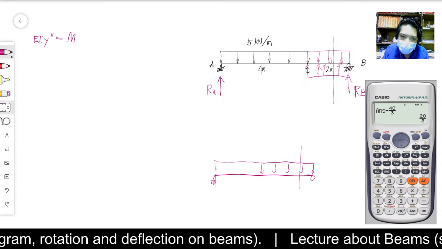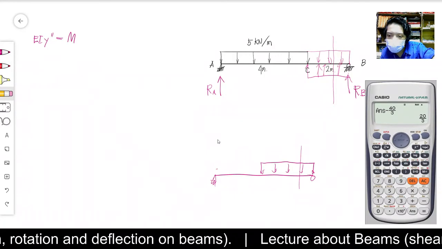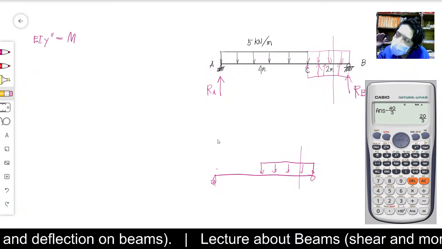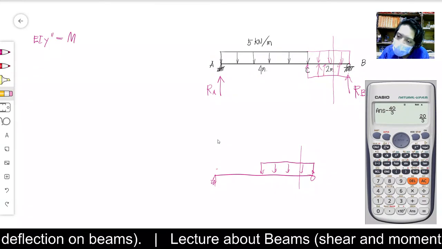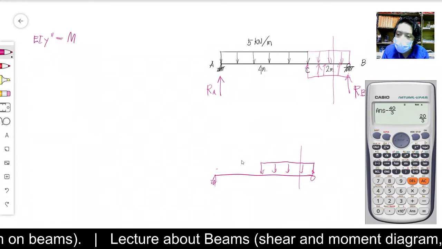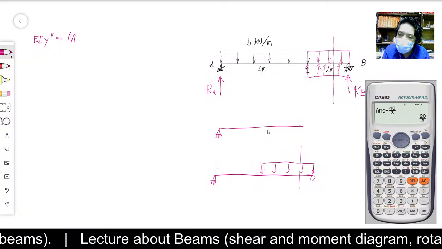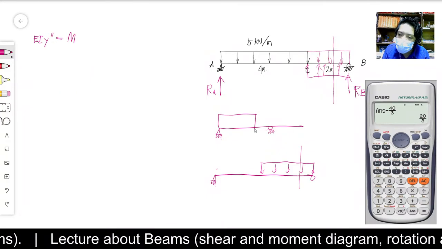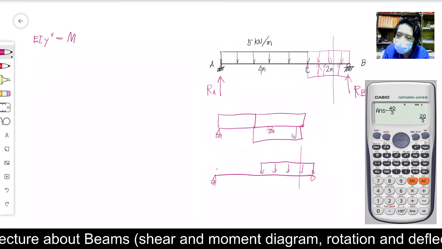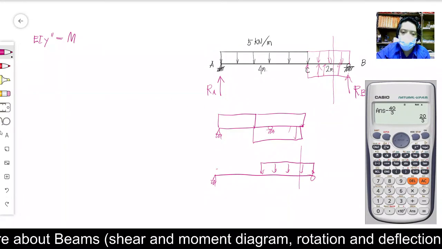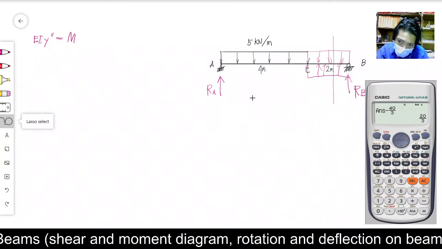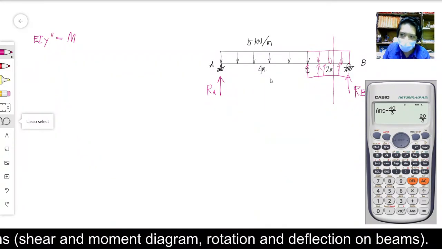How do I explain this? Sometimes we have a beam like this, with a support added, and a uniformly distributed load that does not reach the end. You need to extend it, and then compensate with the upward load. Anyway, this is only when you are using the double integration method.